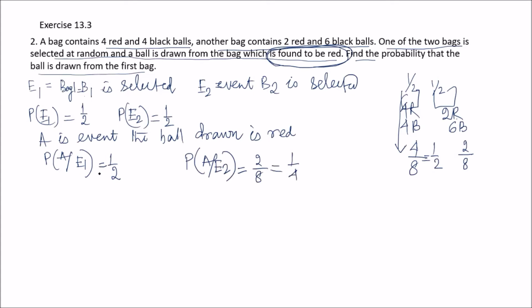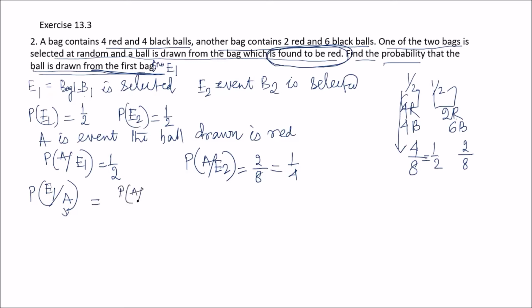Now what is the question? The question is to find the probability that the ball is drawn from the first bag. What is the probability that the event red has taken place and it is from E1? So the condition is that red has come, and you have to find the probability that it was bag 1. So now write the expression.